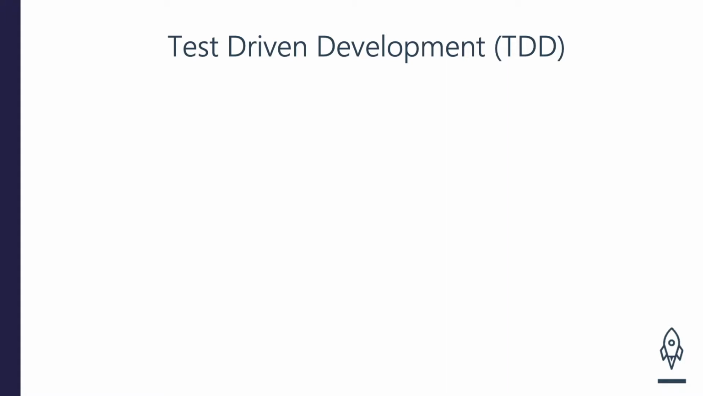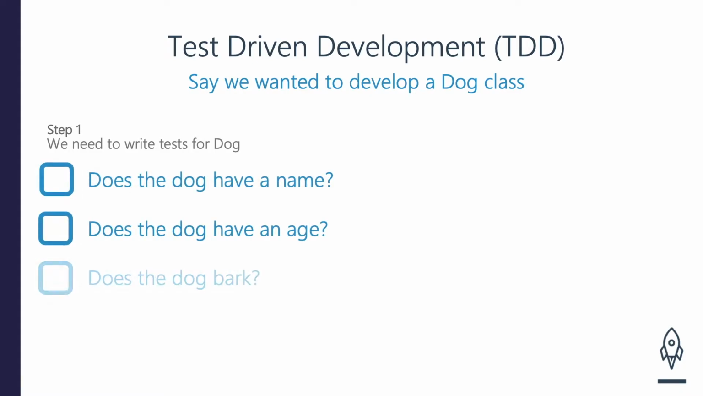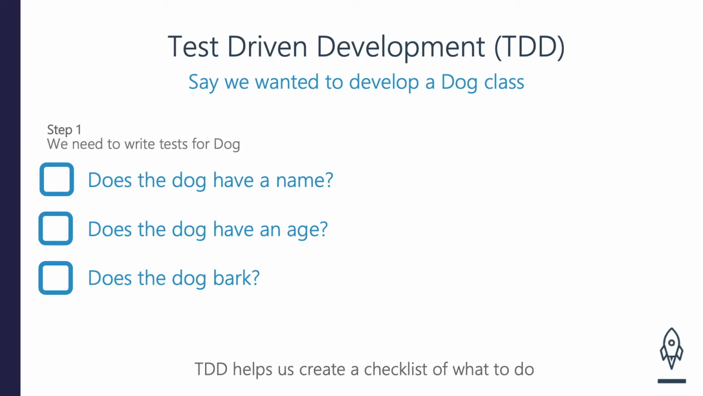To walk a little bit more through this methodology, say we wanted to develop a dog class. Well, step one in TDD is to write those tests for the dog. Some tests I might include are: does the dog have a name? Does the dog have an age? And does the dog bark? Three very simple questions that our tests ask our dog class. If you see this too, it creates a sort of checklist. That's what TDD does, it creates a to-do list for us to help develop our class.